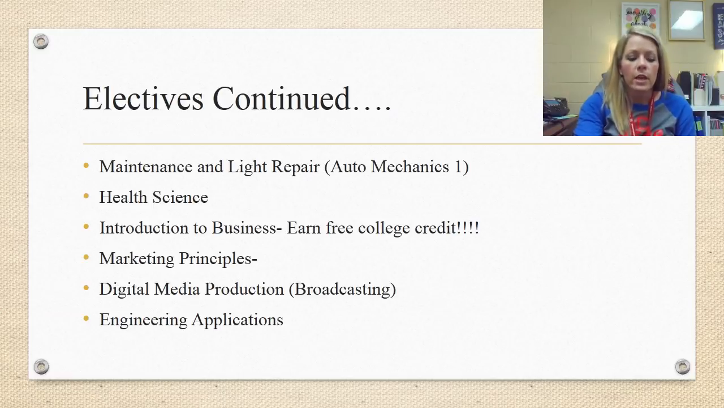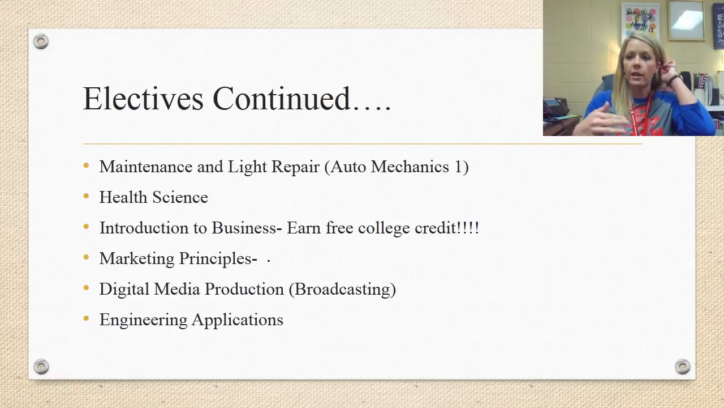Marketing principles. A lot of kids ask what marketing is. Marketing is trying to get people to buy things, right? Like supply and demand. We have a Raider Trader that the marketing groups are over, and they sell t-shirts and water bottles and really delicious cookies also.